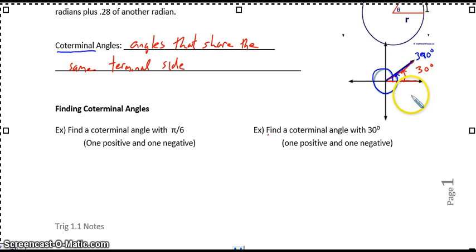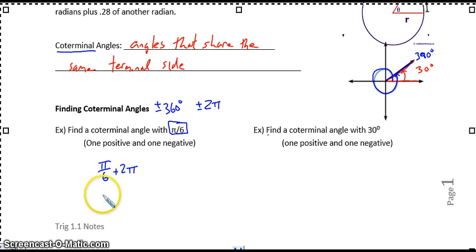You can have positive or you can have negative coterminal angles. So if you're trying to find coterminal angles, all you need to do is add or subtract 360 degrees from the angle that you're given. If you're given the angle in radians, then you would add or subtract 2 pi, since 2 pi and 360 degrees are the same measurement. So if I want you to find coterminal angles with pi over 6, you simply take pi over 6 and you add 2 pi to that. I'm going to add to get the positive one, and then I'll do pi over 6 minus 2 pi.